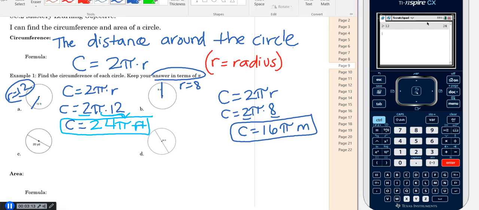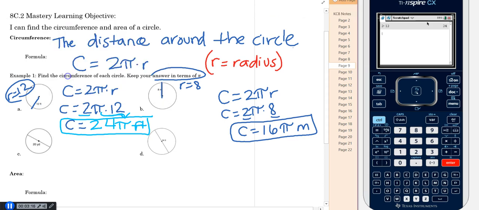Alright, next one we have here. I'm going to switch up my color just so you can see what I'm writing better. This time, we do not have our radius. We actually have the diameter. Diameter goes all the way across. So our diameter is 20, which means our radius has to be half of that, right? Our radius is going to be whatever 20 divided by 2 is, which is 10.